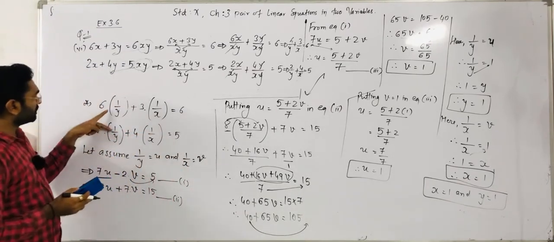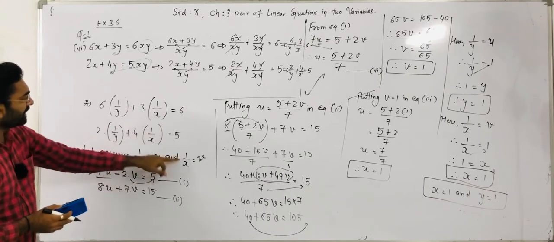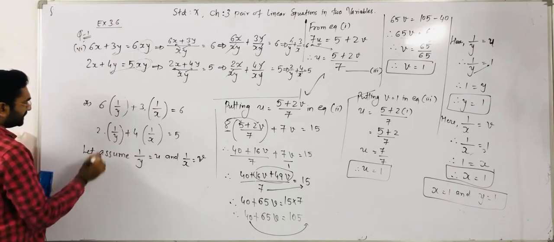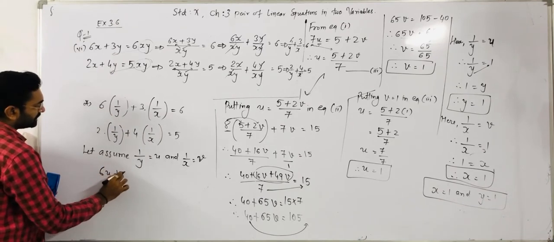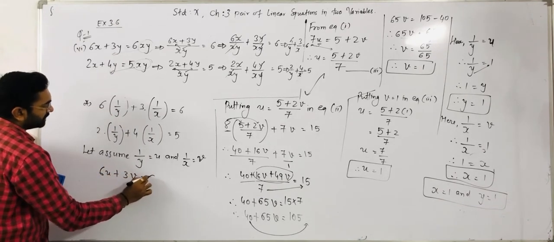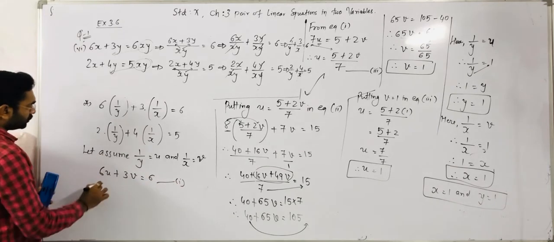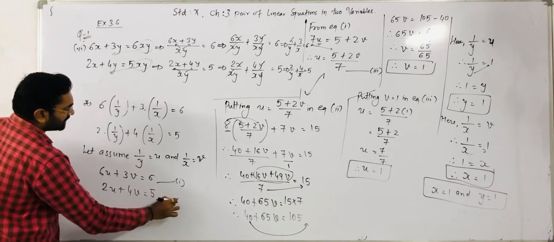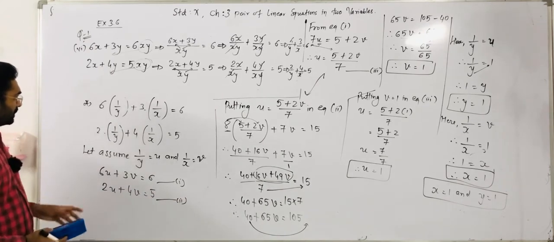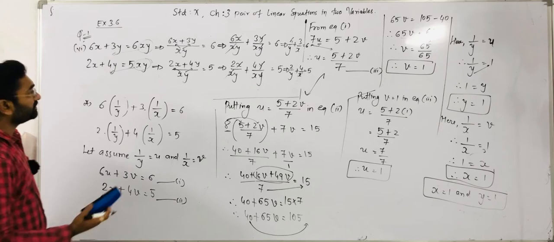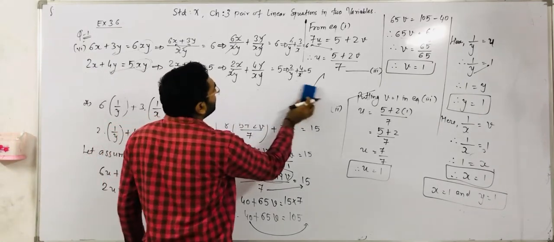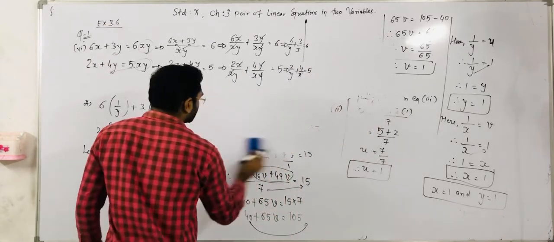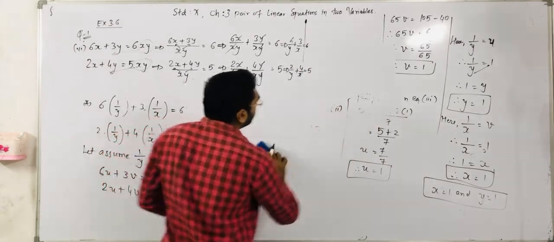The same way for 1 by y you have to take u, and for 1 by x you have to take v. So you get the two equations: 6u plus 3v is equal to 6 and 2u plus 4v is equal to 5. This is the second equation. Now, if you want to solve by the elimination method, right now I am solving by the elimination method, to get the practice of that method.